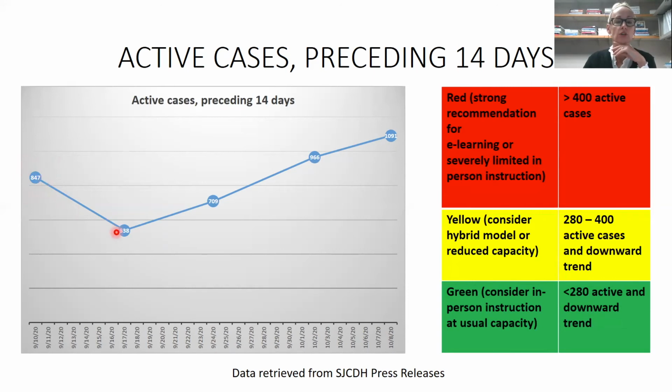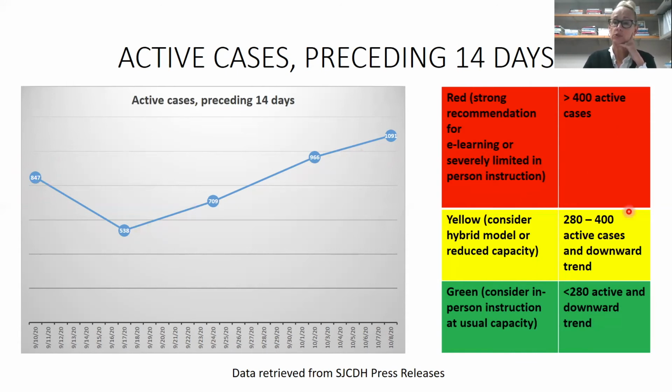And as you can see, we took a little bit of a decline. And very similar to the new cases, we are now on the rise with active cases, and we're at 1,091. If we come over here to our table, it tells us that we're in the red zone if we've got more than 400 active cases.